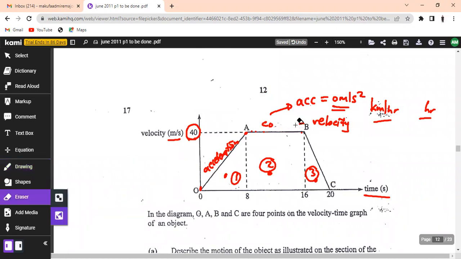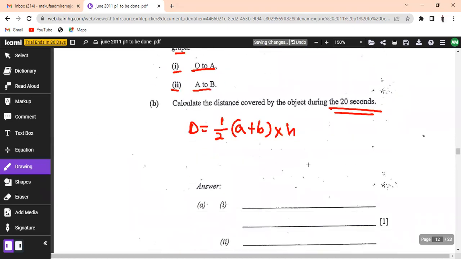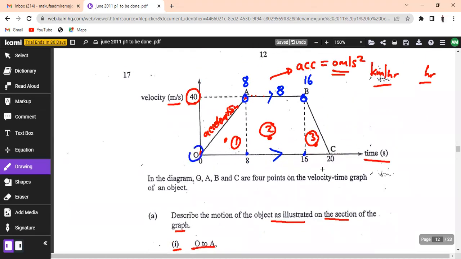So which sides are parallel? We are referring to these two sides, which will never meet, which are AB and OC. So these are your parallel sides. From A to B, this corresponds with 8. This corresponds with 16, so 16 minus 8 is 8. So that length is 8, so it's going to be half of 8 plus another parallel side. We are talking about from O to C, the whole of this side, which is 20 according to this.